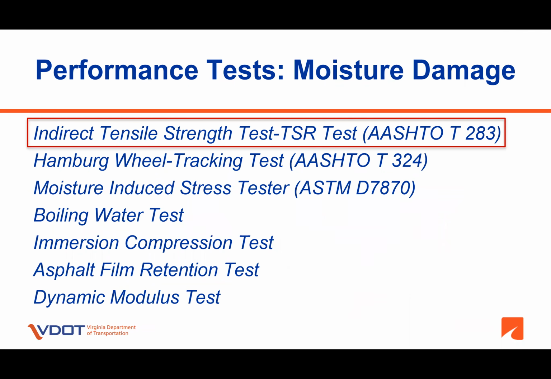As our final distress mode, moisture damage, we also have a good selection of tests for the moisture damage evaluation of mixtures. The most common test for this purpose is the indirect tensile strength test, also known as the TSR test, performed in accordance with AASHTO PP105-20. This is the test method specified by VDOT.